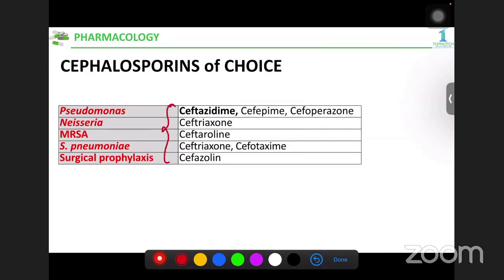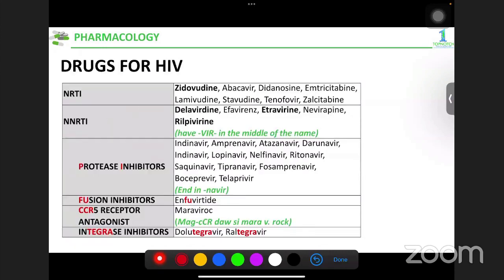Cephalosporins of choice. Pag Pseudomonas, you choose these three. Kung pipili ng isa, si ceftazidime. Pag Neisseria, again, gonorrhea yun, kanina, ceftriaxone. MRSA na cephalosporin, your ceftaroline, or sa ibang reference, it is your 5th gen cephalosporin. Pag pneumonia or strep pneumonia, ceftriaxone and cefotaxime. And then, anong ginagamit nyo sa ward? Di ba pre-op, your cefazolin, this is your 1st gen. Ginagamit siya as prophylaxis, di ba? Pre-op prophylaxis.